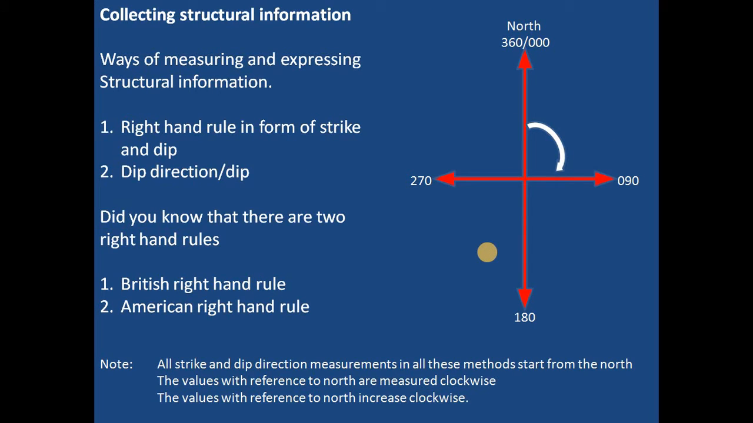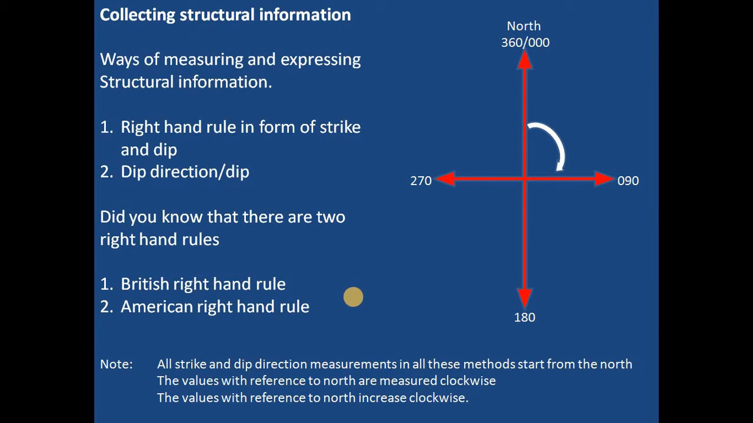So collecting structural information can be done in two ways. There is the right-hand rule, whereby you will express your data in strike and dip, and the other method is using the dip direction, then dip, and you will express your data in dip direction. But did you know that there are two right-hand rules? There is the first rule, which is called the British right-hand rule, and the second one is the American right-hand rule.